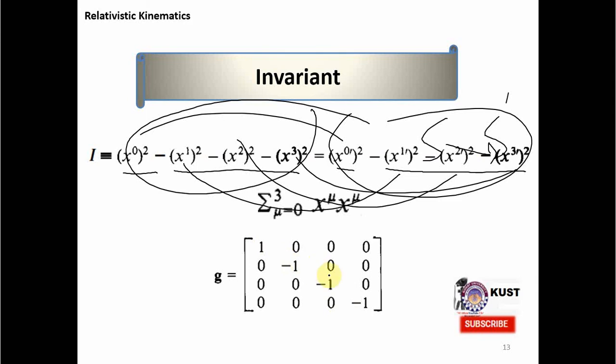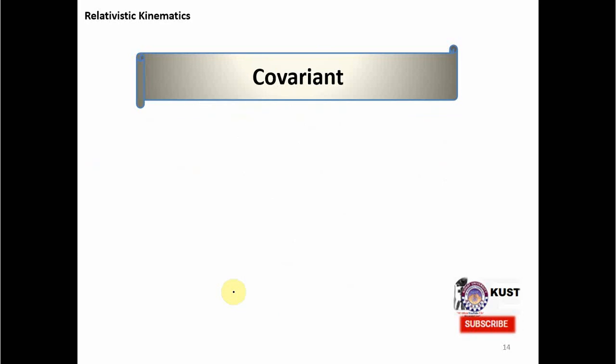Here you see that this metric is called the Minkowski metric, and it represents flat space. When we are on curved space, these numbers will be different. You will have different values at different positions. Okay, but at the moment you just remember that this is the metric entering here.